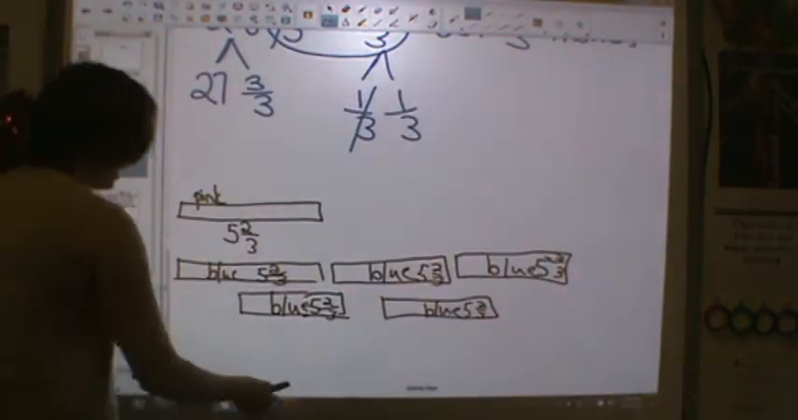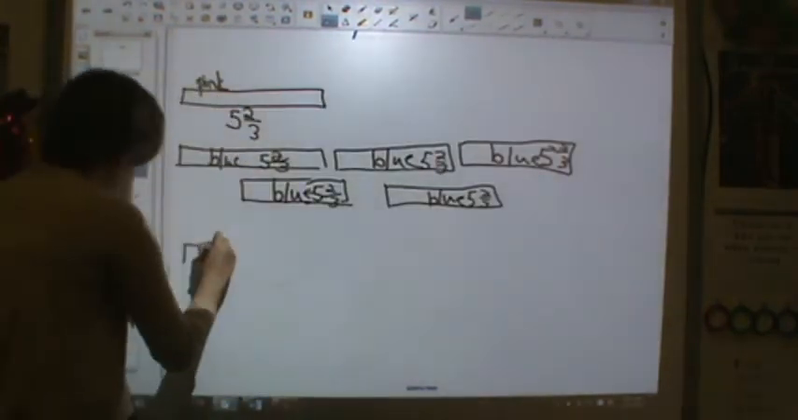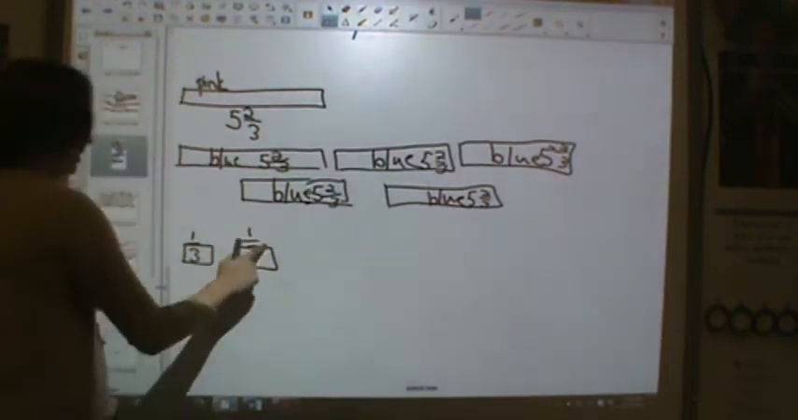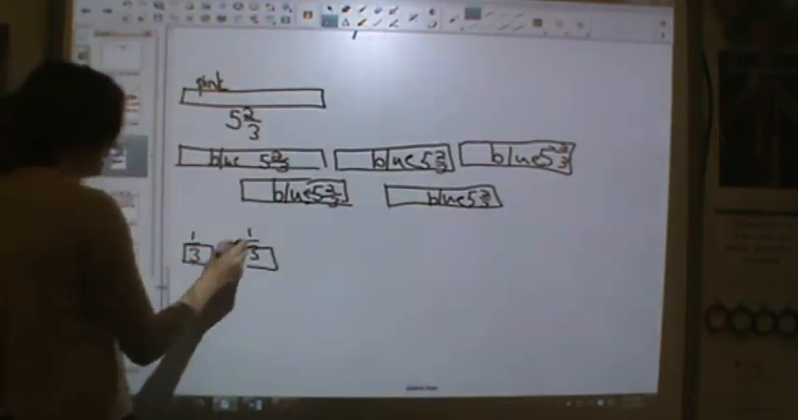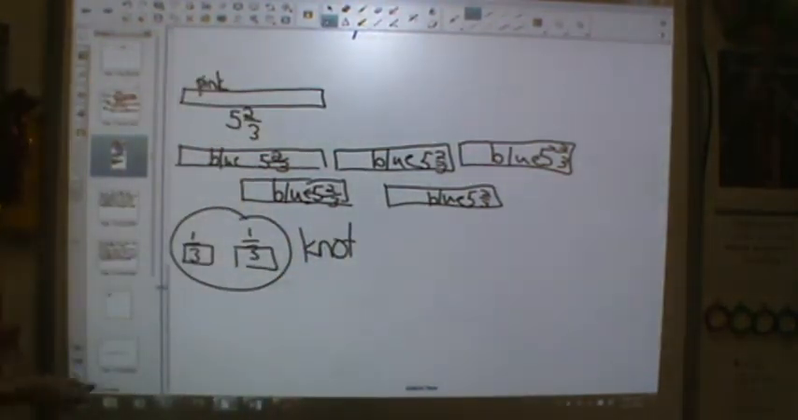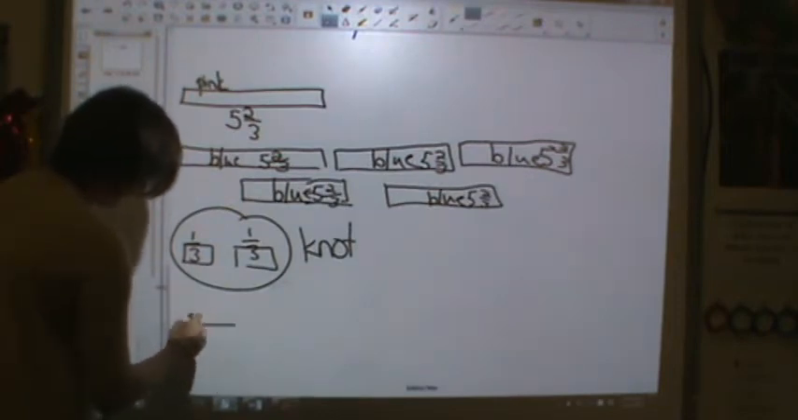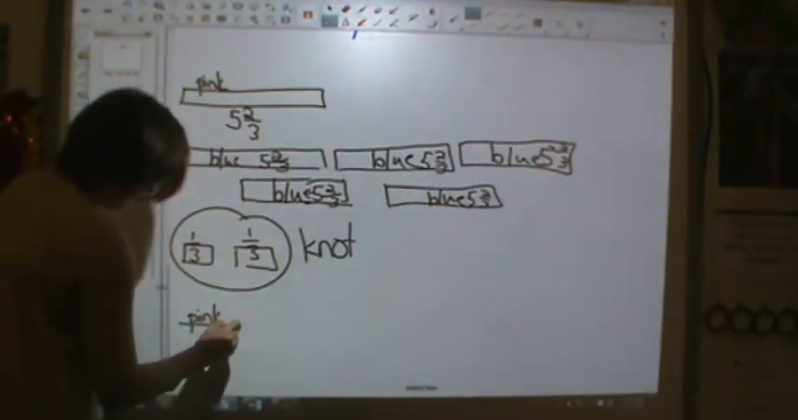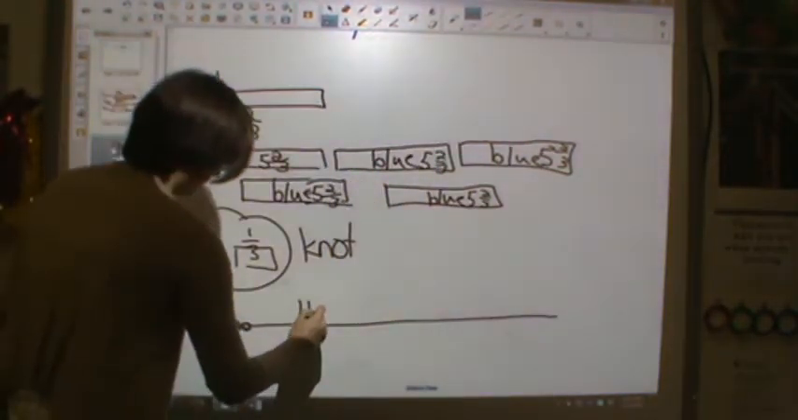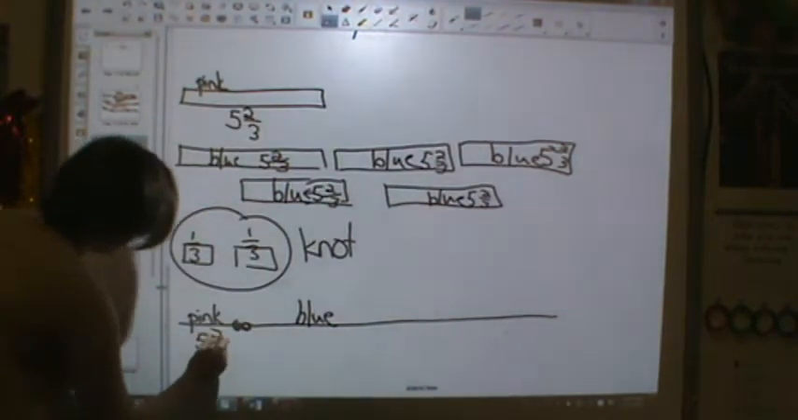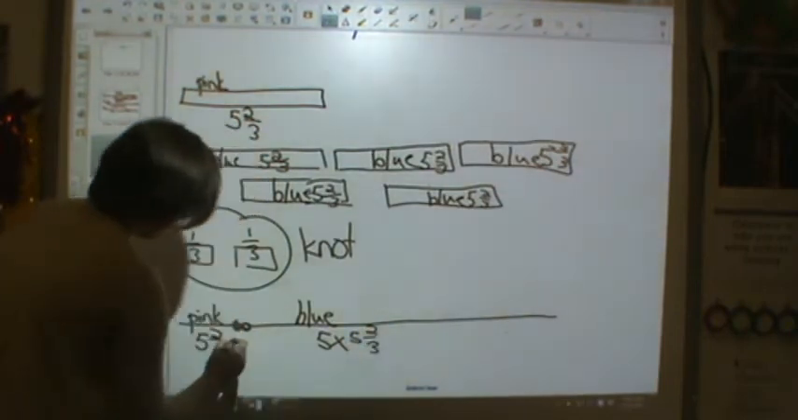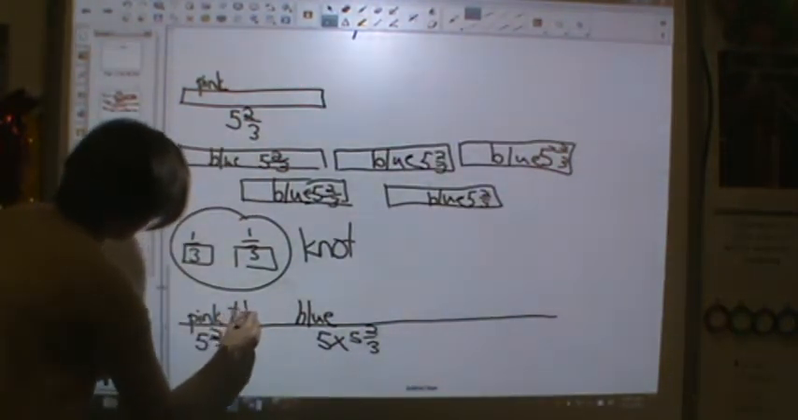All right, and then I take away 1/3 from this, 1/3 from this, because it is the knot. So that is taken away from my yarn. So my total picture, we have pink ribbon over here, here's a knot, blue ribbon here, 5 times 5 2/3, this is 1/3 here, 1/3 here.